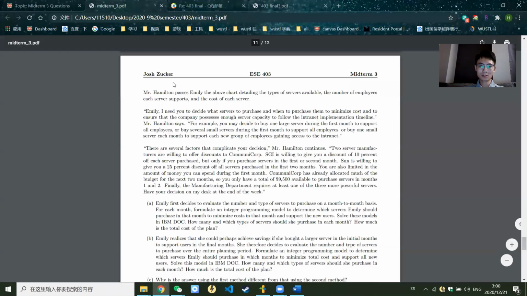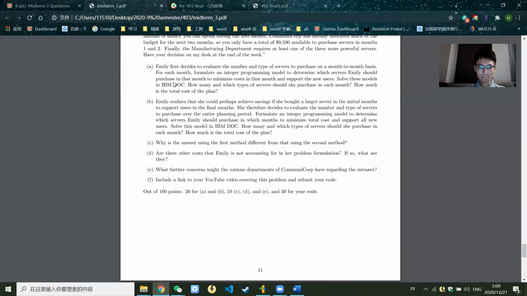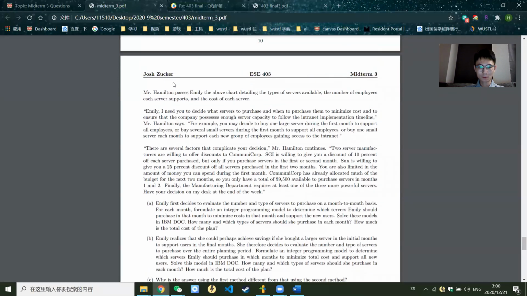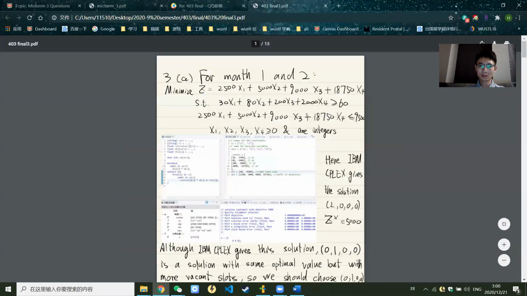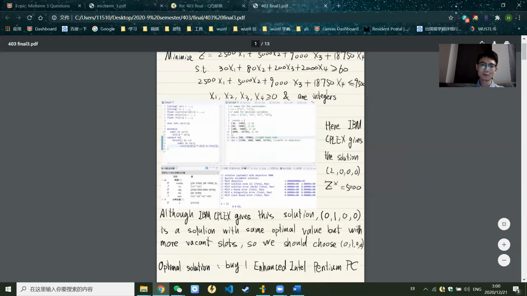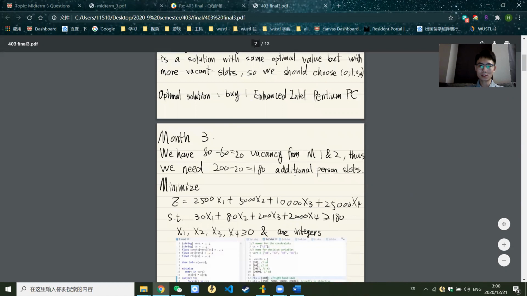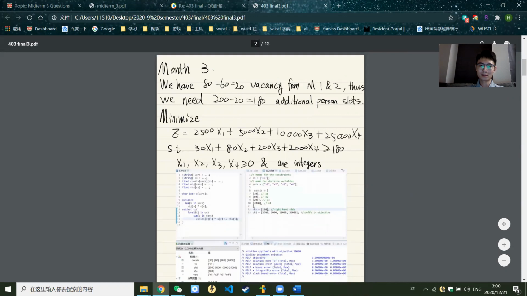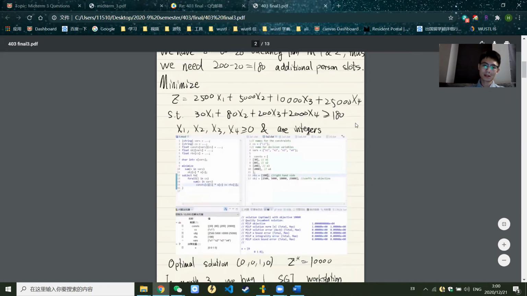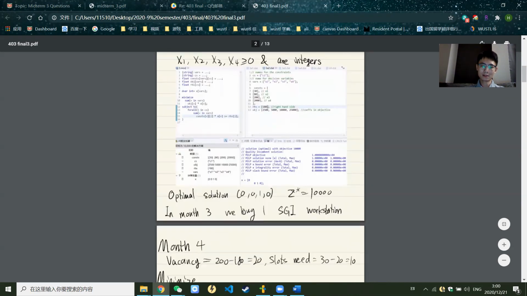So let me check it. Yeah, 25% off. So here is the price in the first and second month, but we haven't bought SGI in the first and second month, so we will not have SGI discounts in the future. So here is 10,000, and there is no discount after the second month for the sound. So these are the new prices, and here are the answers.